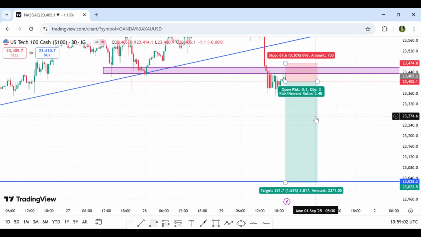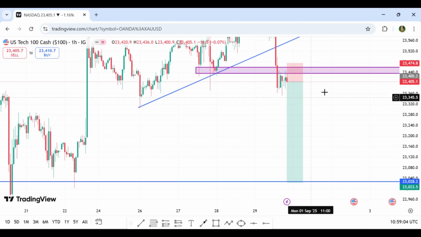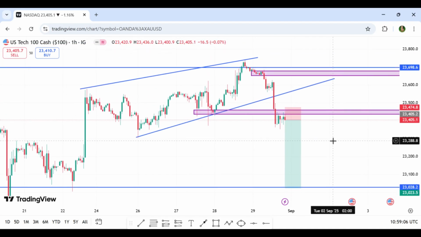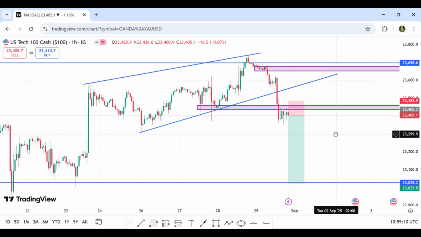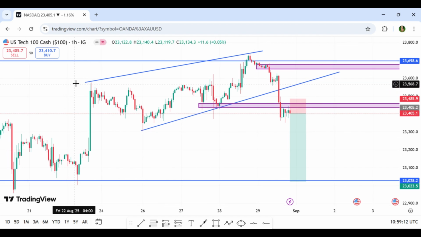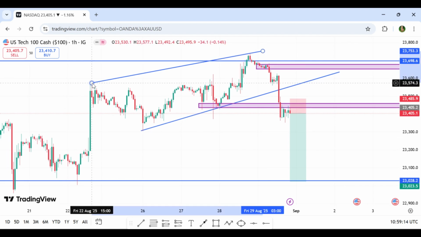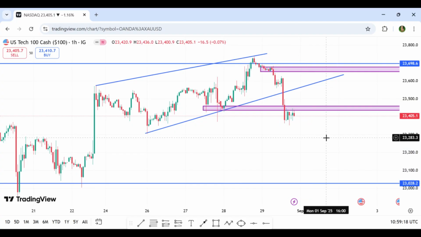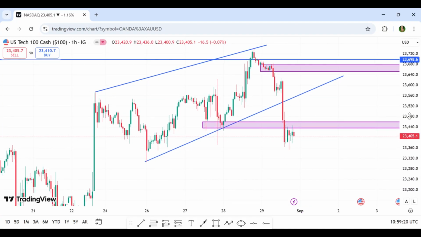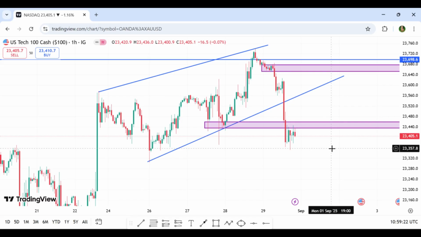So as you can see, you can go to 1 hour, and that is what we have for NASDAQ. I'm looking forward to sales only. But then this is just subject to change. We have to wait for the market open and see what will really happen before we can take our trades or make a decision. Yeah.